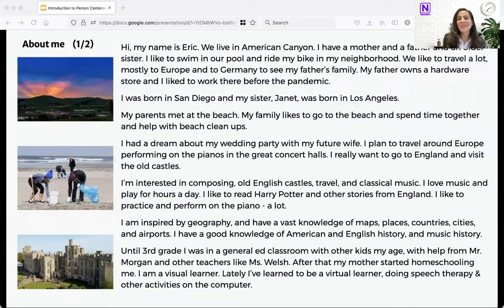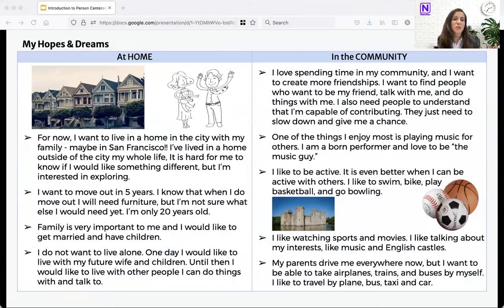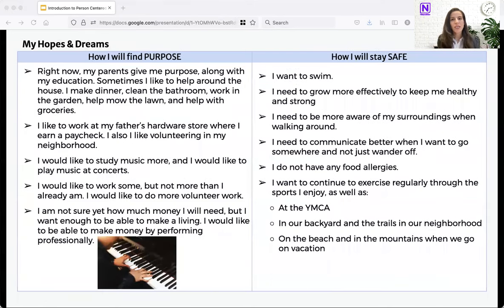We've gathered all of this great information and we want it to live somewhere. So we start with a quick overview of who you are and what you like. And then we talk about your hopes and dreams. What do you want your home life to look like? What do you want to do in your community? What will you do to help you find purpose? Is that school, work, volunteering? What is the thing that you do on most days that makes you feel happy? And how will you stay safe?